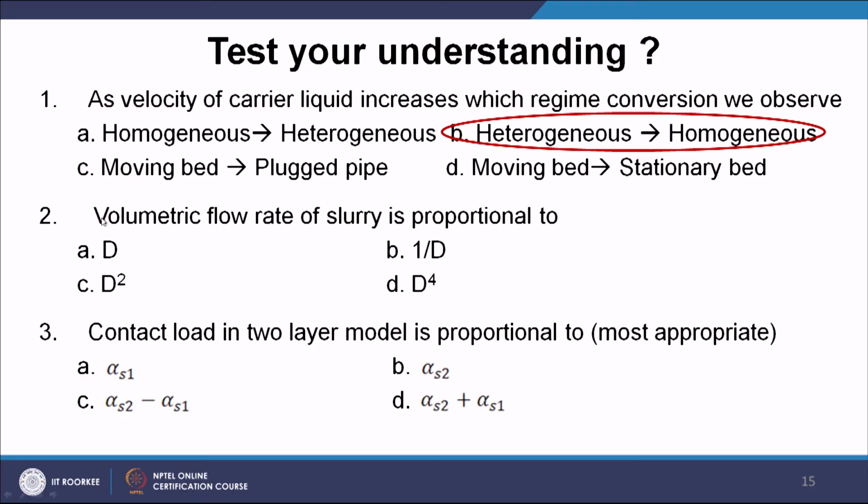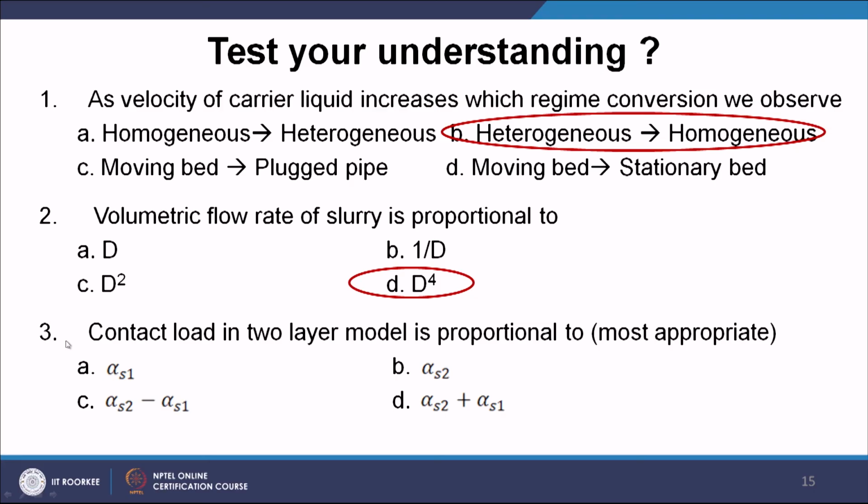Question number 2. So, volumetric flow rate of slurry, V dot m, is proportional to, we are having 4 answers: D, 1 by D, D square and D to the power 4. Okay. So, already we have shown the volumetric flow rate expression. So, you find out this is proportional to D to the power 4.